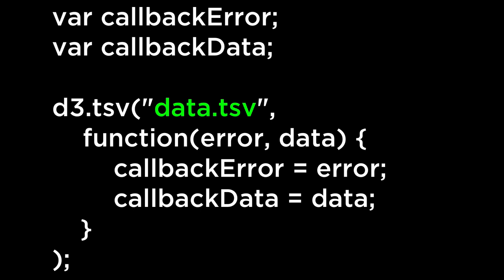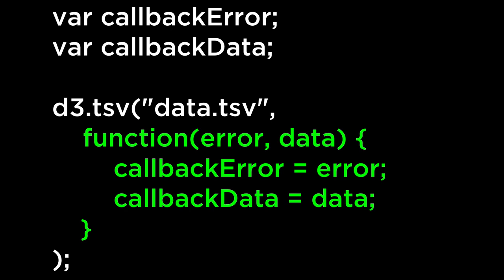Because we are using the Python SimpleHTTPServer, which serves files from the same directory as the root URL, this will look for the data.tsv file in the folder we are in. The callback function of the D3.tsv call is the anonymous function highlighted. It takes in two parameters, the error and the data.